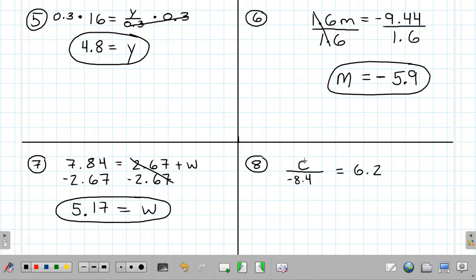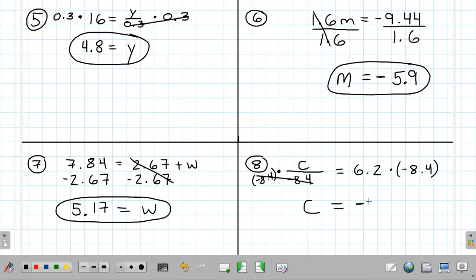But number 8, I'm going to go ahead and tell you, works very similar to number 5. We have C divided by negative 8.4 is equal to 6.2. Well, that means we need to multiply both sides by negative 8.4. Okay? Because once again, the opposite of dividing by negative 8.4 is multiplying times negative 8.4. So we get C is equal to positive times a negative. We know it's going to be negative.